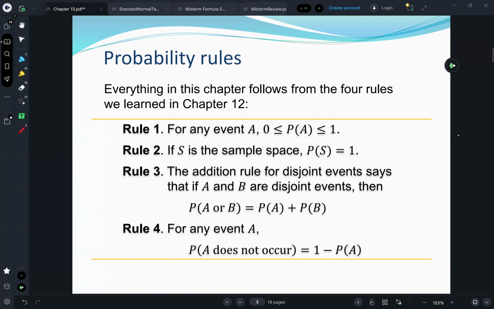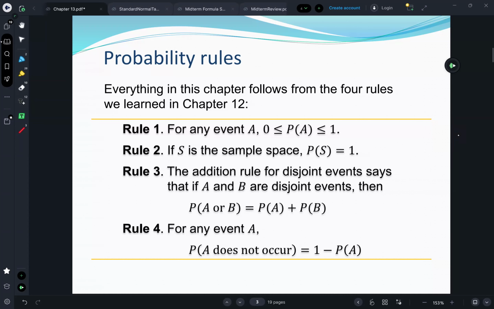The probability rules, we have 4. Rule number 1: for any event A, the probability must be between 0 and 1. If it's equal to 0, it means the event will not happen at all. And if it's equal to 1, then it means the event absolutely will happen, right? And everything in between. So if you have a probability that's more than 1 or less than 0, it's not a probability. Okay, it has to be between 0 and 1.